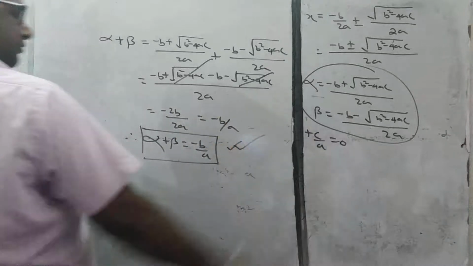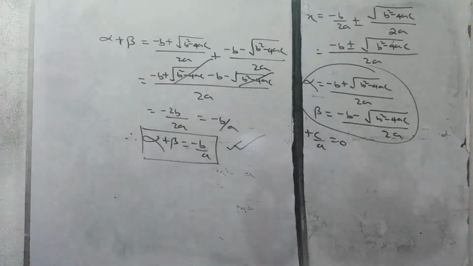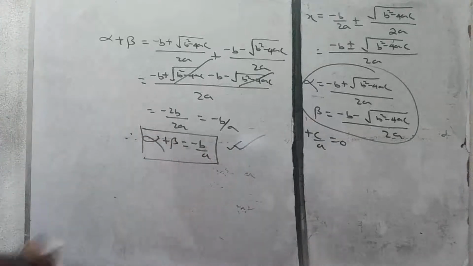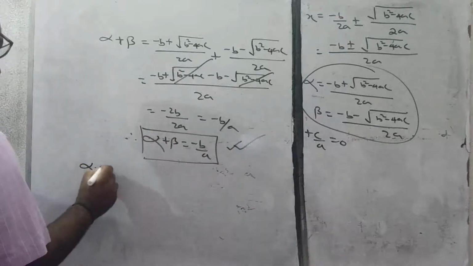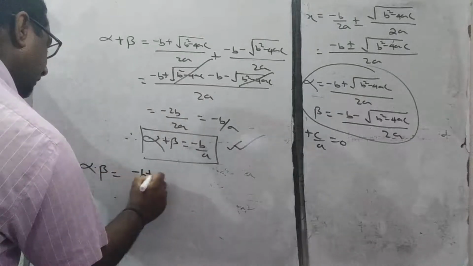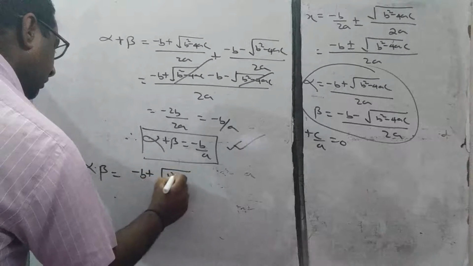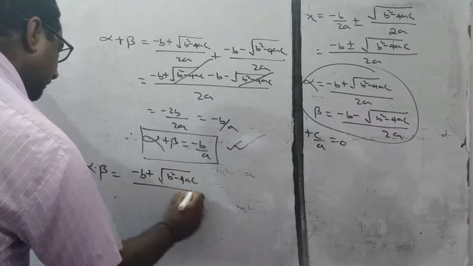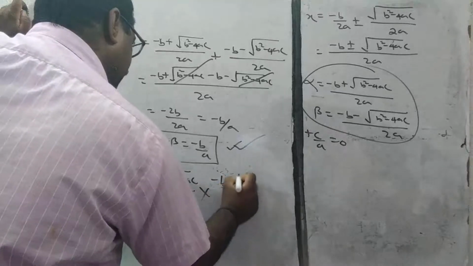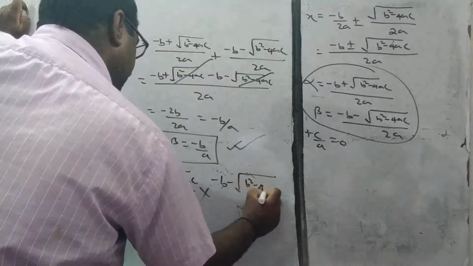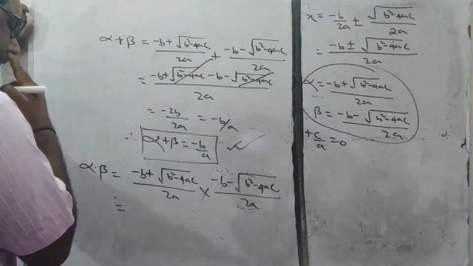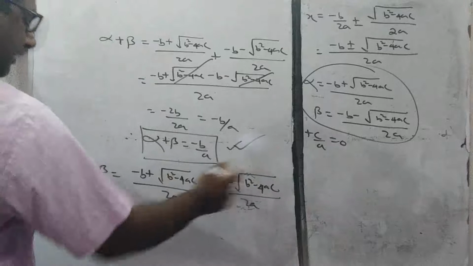Okay. So the sum of roots in a quadratic equation is equal to minus b upon a. Similarly, if you multiply alpha into beta, then what happens? Minus b plus under root b square minus 4ac upon 2a, into minus b minus under root b square minus 4ac upon 2a. So see, in the numerator this is the format of (a plus b)(a minus b).